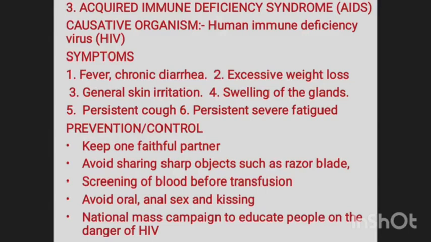Acquired immune deficiency syndrome, which is the acronym for what? For AIDS. Now, the causative organism for AIDS is the human immunodeficiency virus, which is the HIV. The HIV is the organism responsible for causing AIDS.